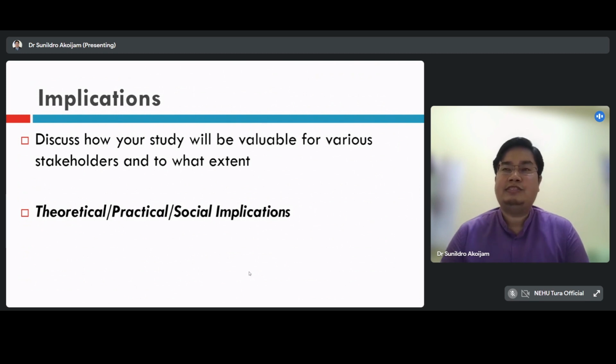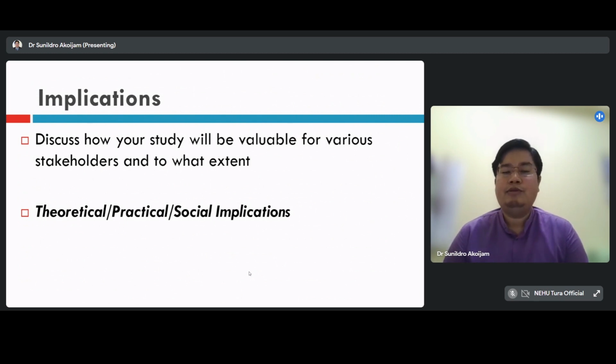In the theoretical implication, you should include whether your study adds to the existing theory, or you have come out with a finding that may be an extension to the existing theory. But let me tell you, theoretical implication may not be there in all your research, in all papers. But whenever there are findings that act as an extension or add value to the existing theory, that should be reflected in the theoretical implication.